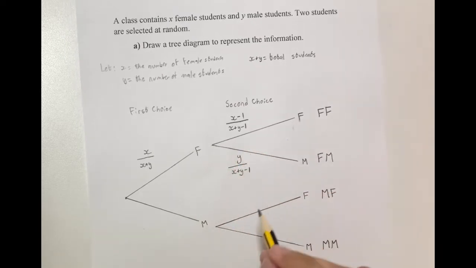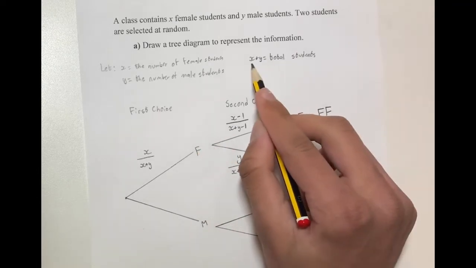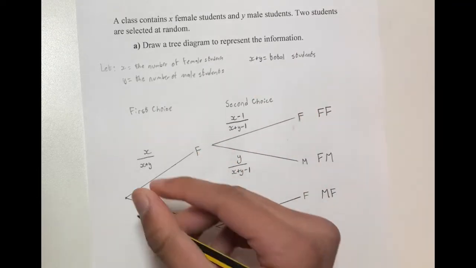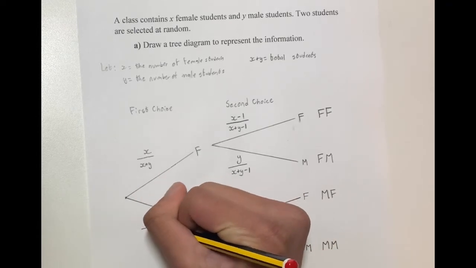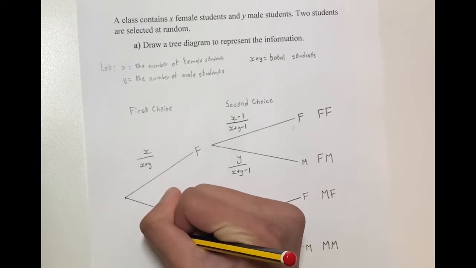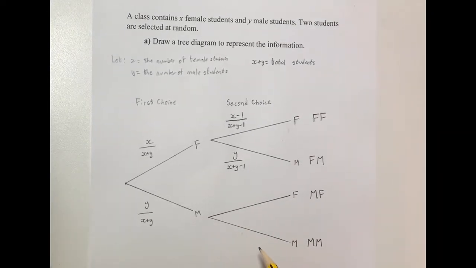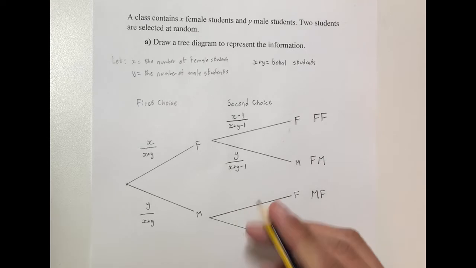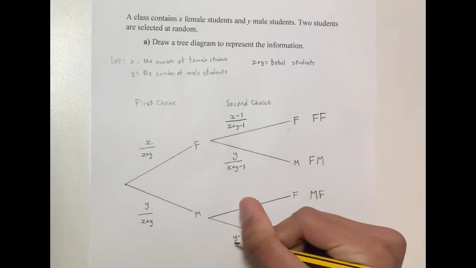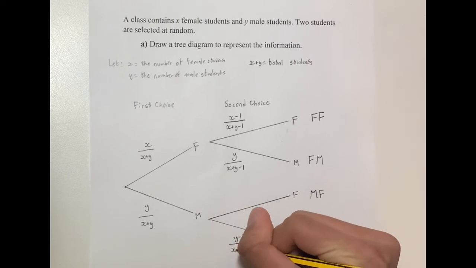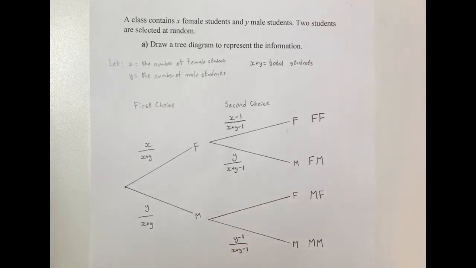And it's the same on the other side of the tree diagram. There's Y male students, and the total number of students is X plus Y, and that means the probability of a male student being chosen first is Y over X plus Y. The probability of us choosing another male student would then be Y minus 1, because there's one less male student, over X plus Y minus 1, because there's one less in the total number of students.